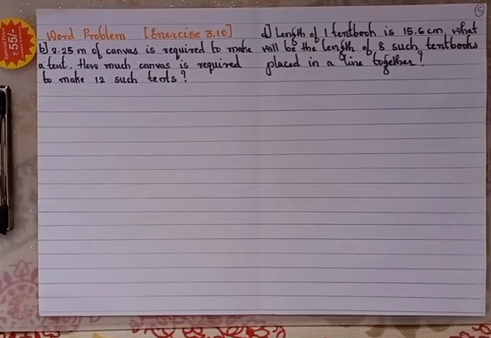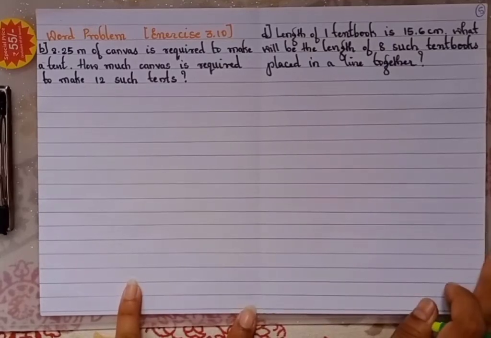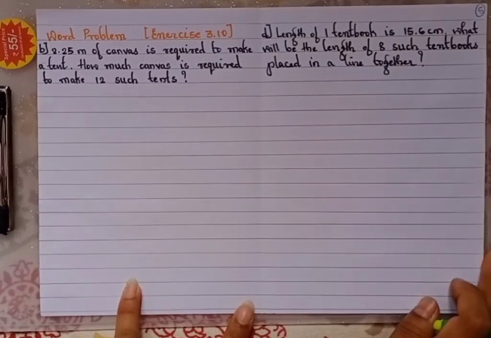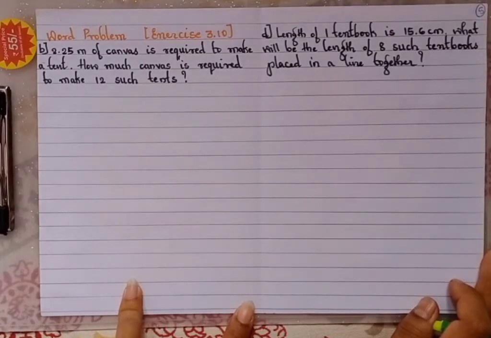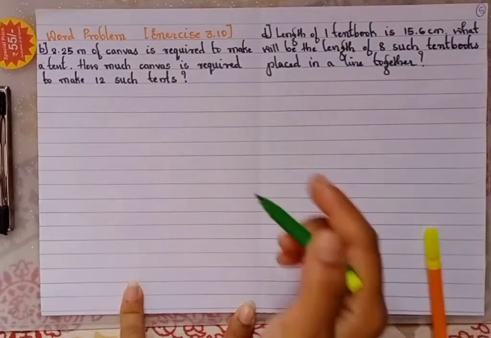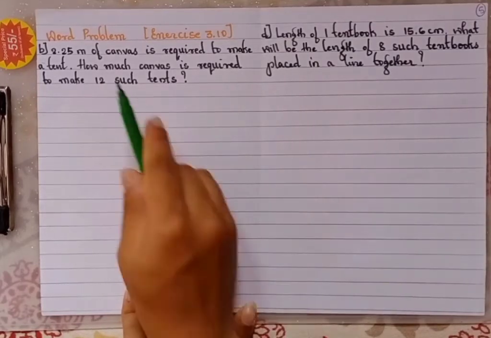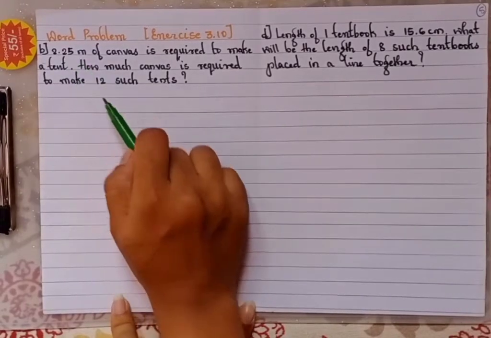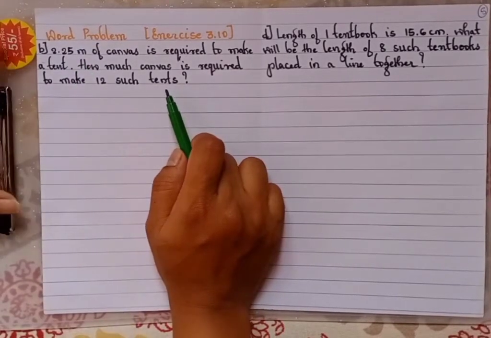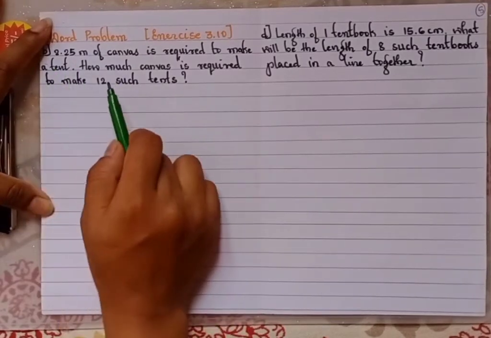It's a word problem, exercise 3.10. So last part of this chapter we are dealing with. Let's see the word problems. B problem. 2.25 meter of canvas is required to make a tent. How much canvas is required to make 12 such tents? So, the cloth required to make one tent is 2.25, and we have to make 12 such tents. So, to do that, we have to multiply this decimal by 12.